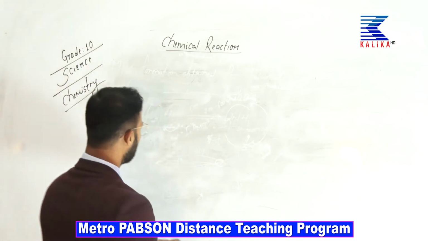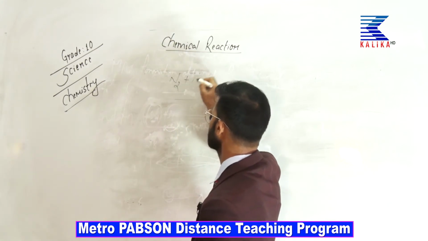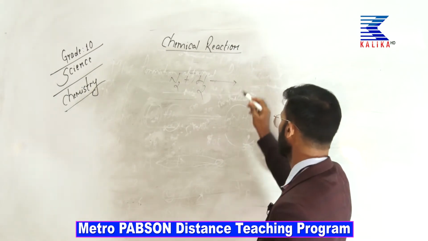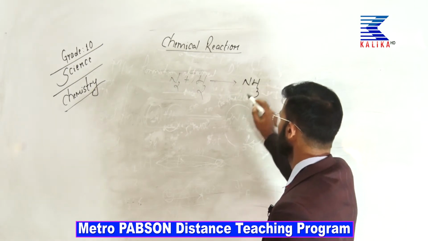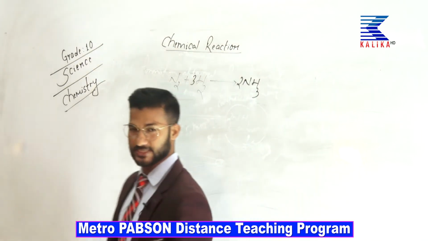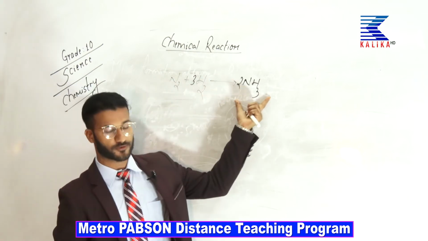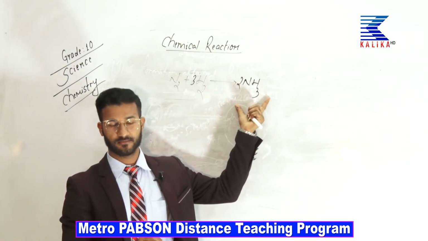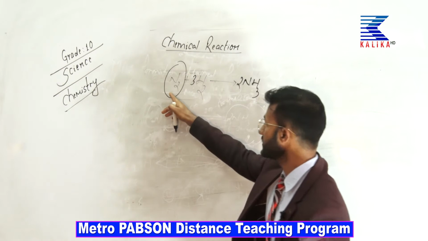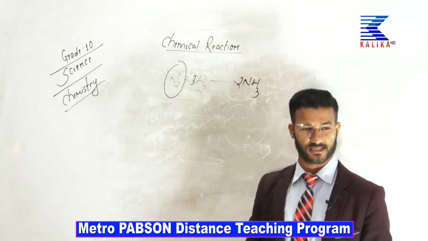For example, in this chemical reaction, see N2 plus H2 gives NH3. You can balance it, no problem, you can well balance it. Look, it is completely balanced. The number of atoms of each molecule in reactant side and product side are correctly balanced. But what is the problem here? The problem here is you cannot say whether this is in gaseous state or liquid state or solid state.